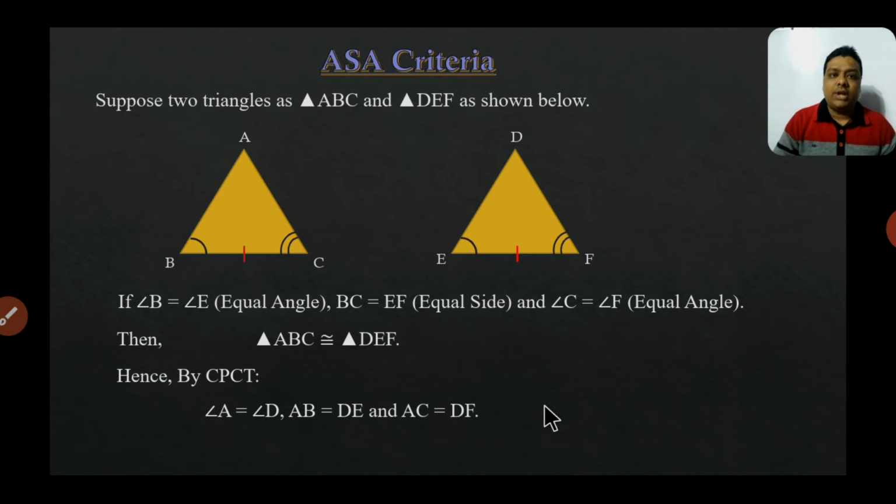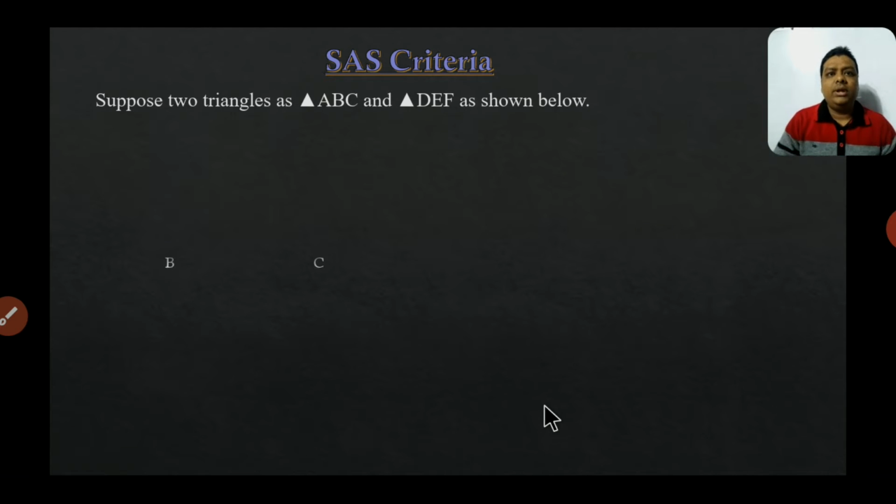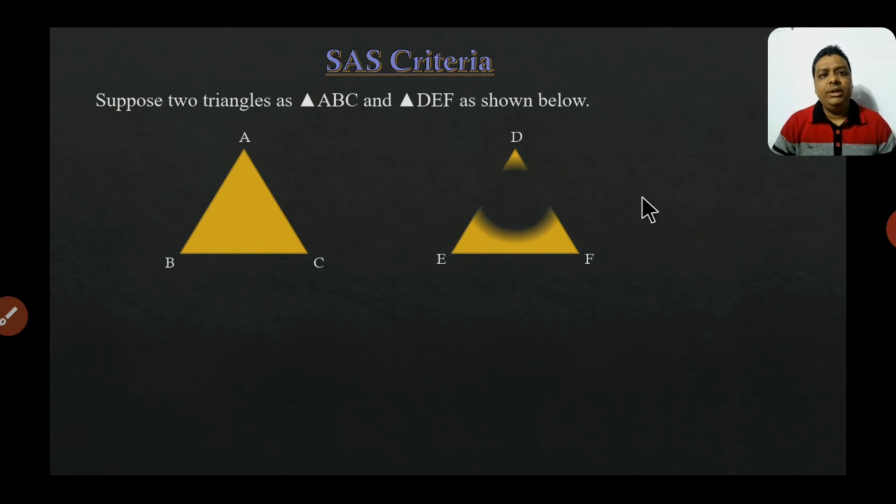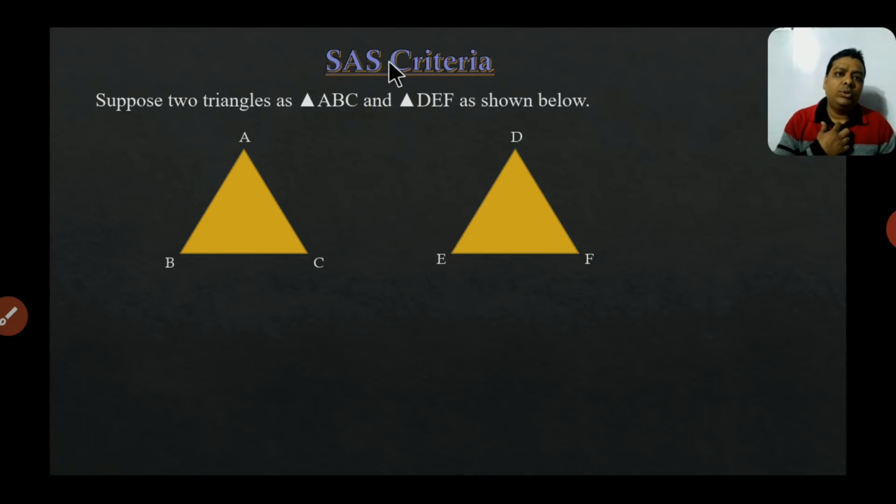Now let's move to the next criteria. Next criteria is side angle side criteria. Again we will suppose two triangles as triangle ABC and triangle DEF. Let's draw it, ABC and DEF. Now the name shows that two sides and one angle in between. So if side AB is equal to side DE, angle A is equal to angle D, and side AC is also equal to side DF, then we can say that these two triangles are congruent to each other.